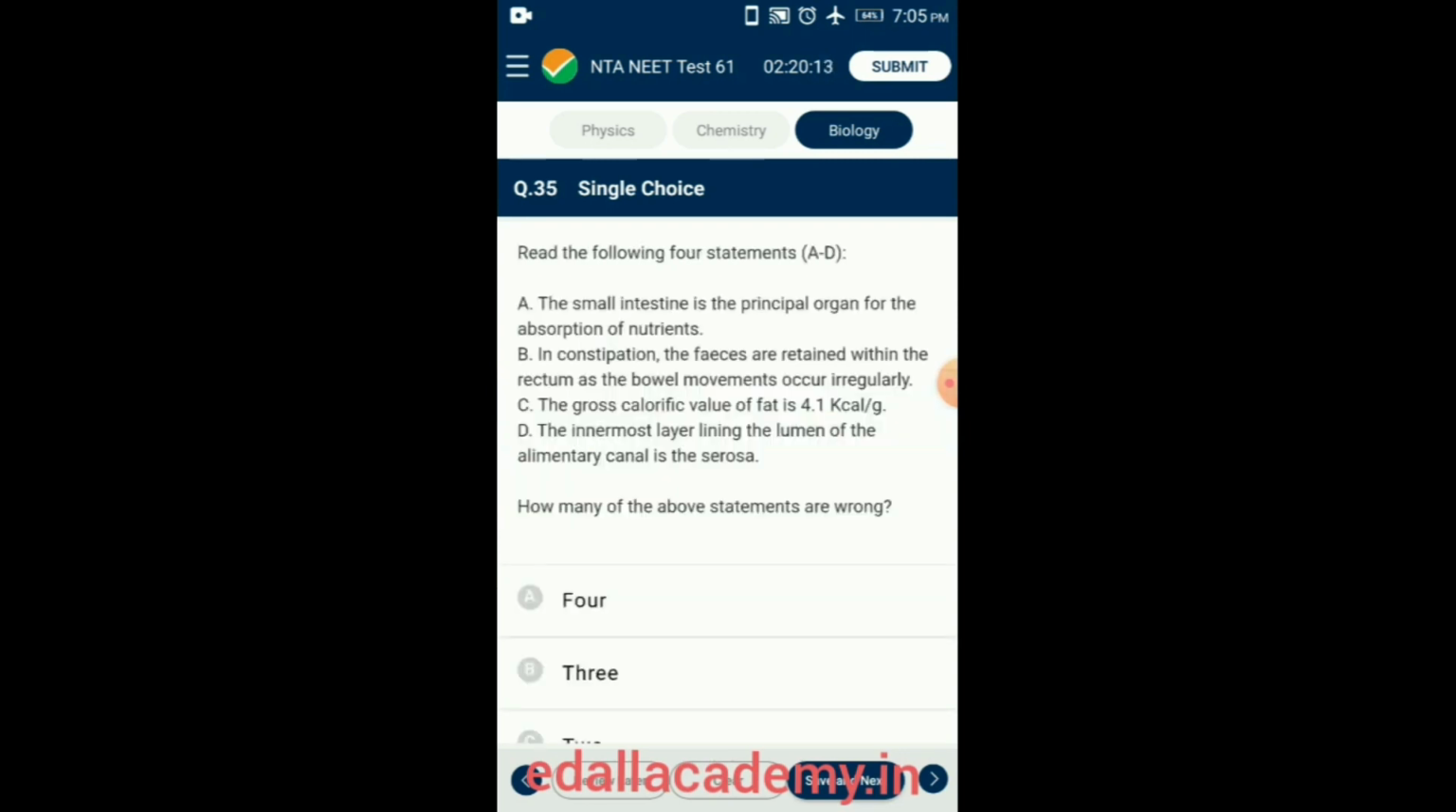Question number 35. Read the following statements. Here four statements are given. From the four statements, how many statements are wrongly given?